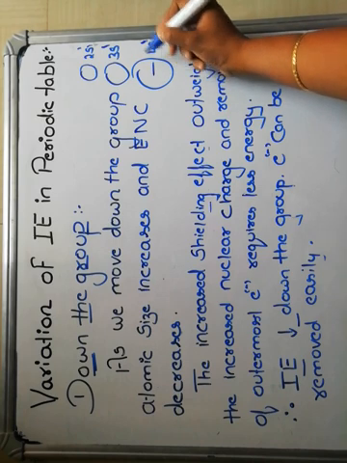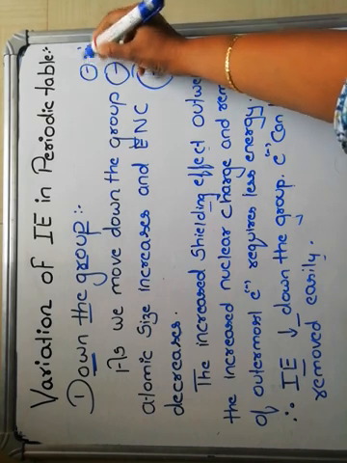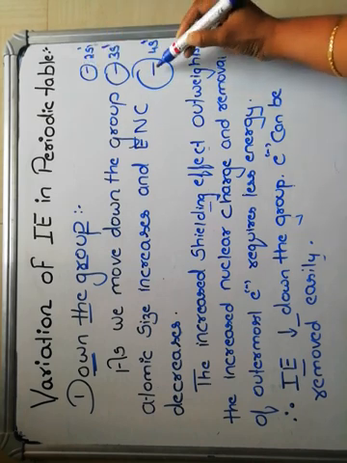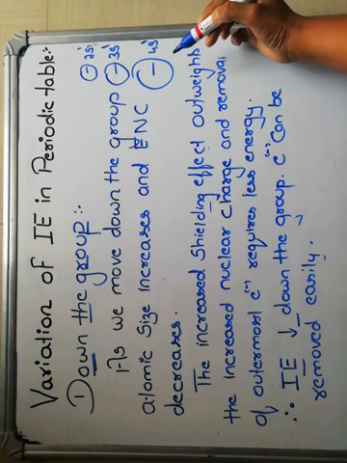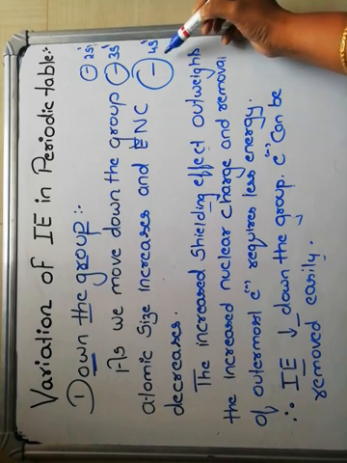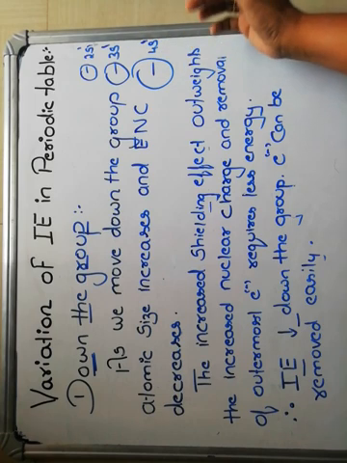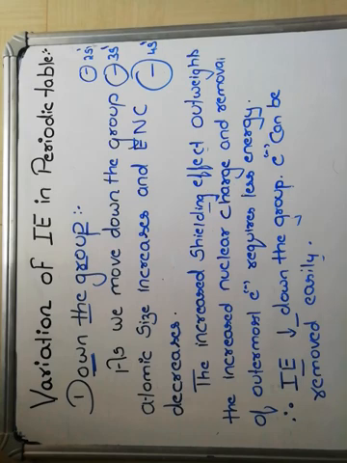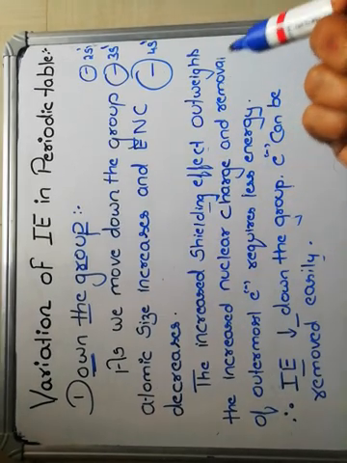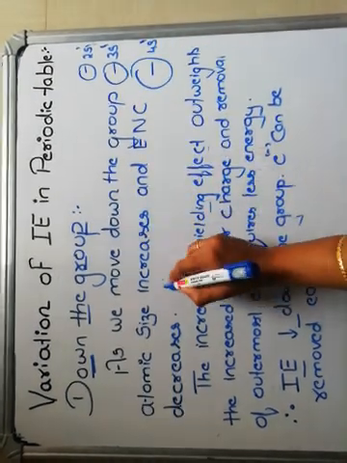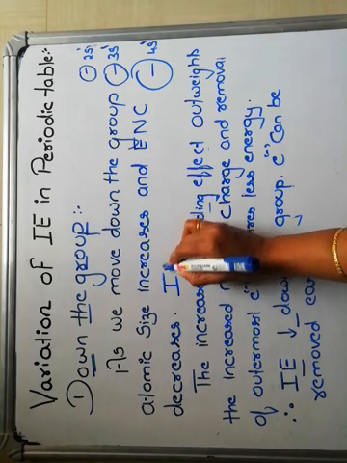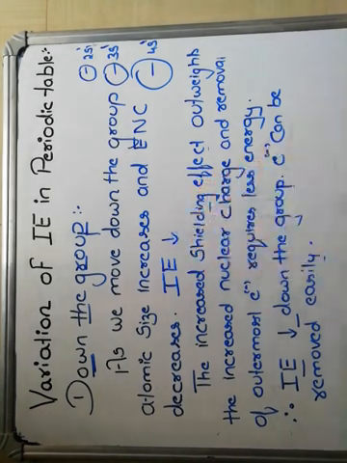So as the atomic size increases, the effective nuclear charge, that is the force of attraction between the nucleus and the outermost electron, will gradually decrease. Because as the distance increases, the power of the nucleus to hold the electrons keeps decreasing. That means the outermost electron can be removed very easily. So we can say that the ionization enthalpy will gradually decrease as we move down the group.